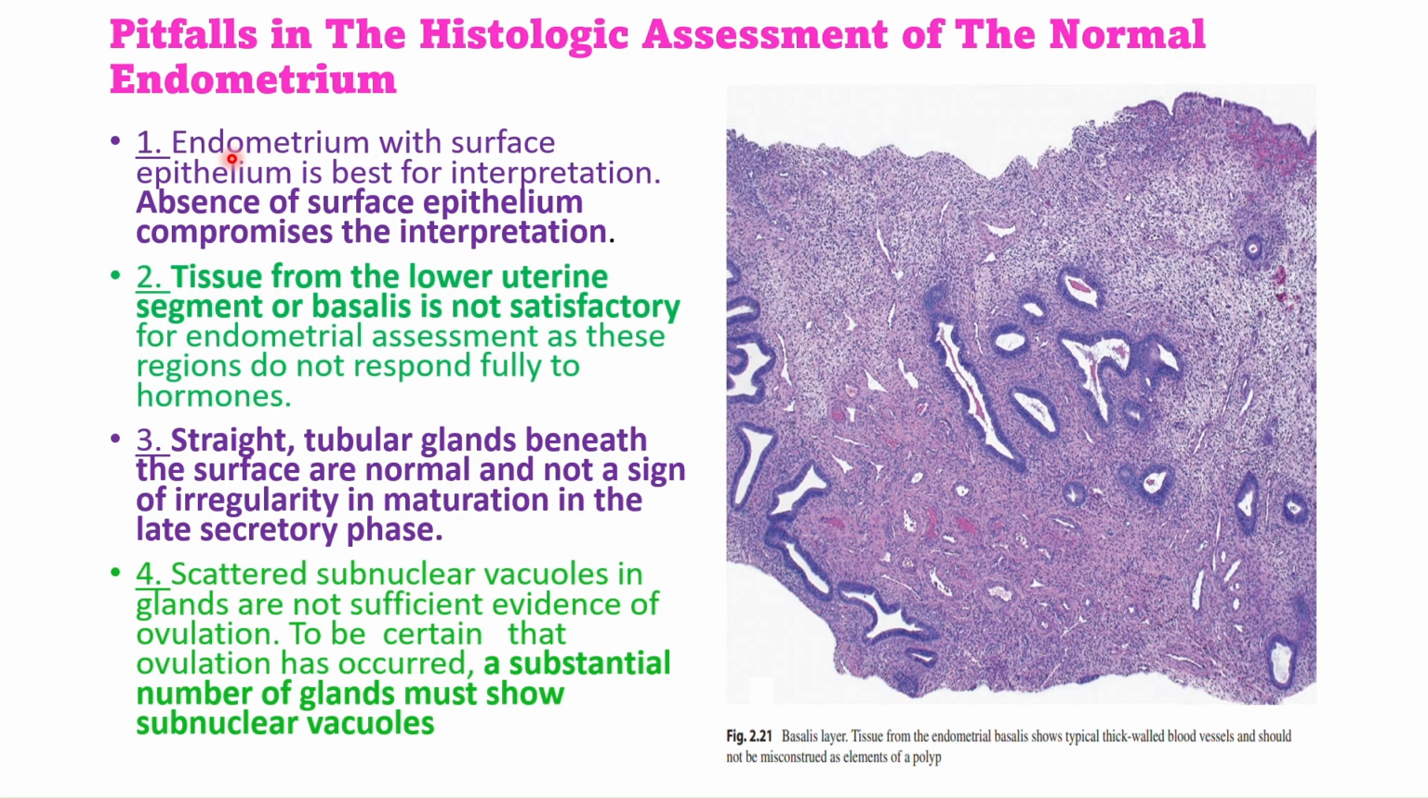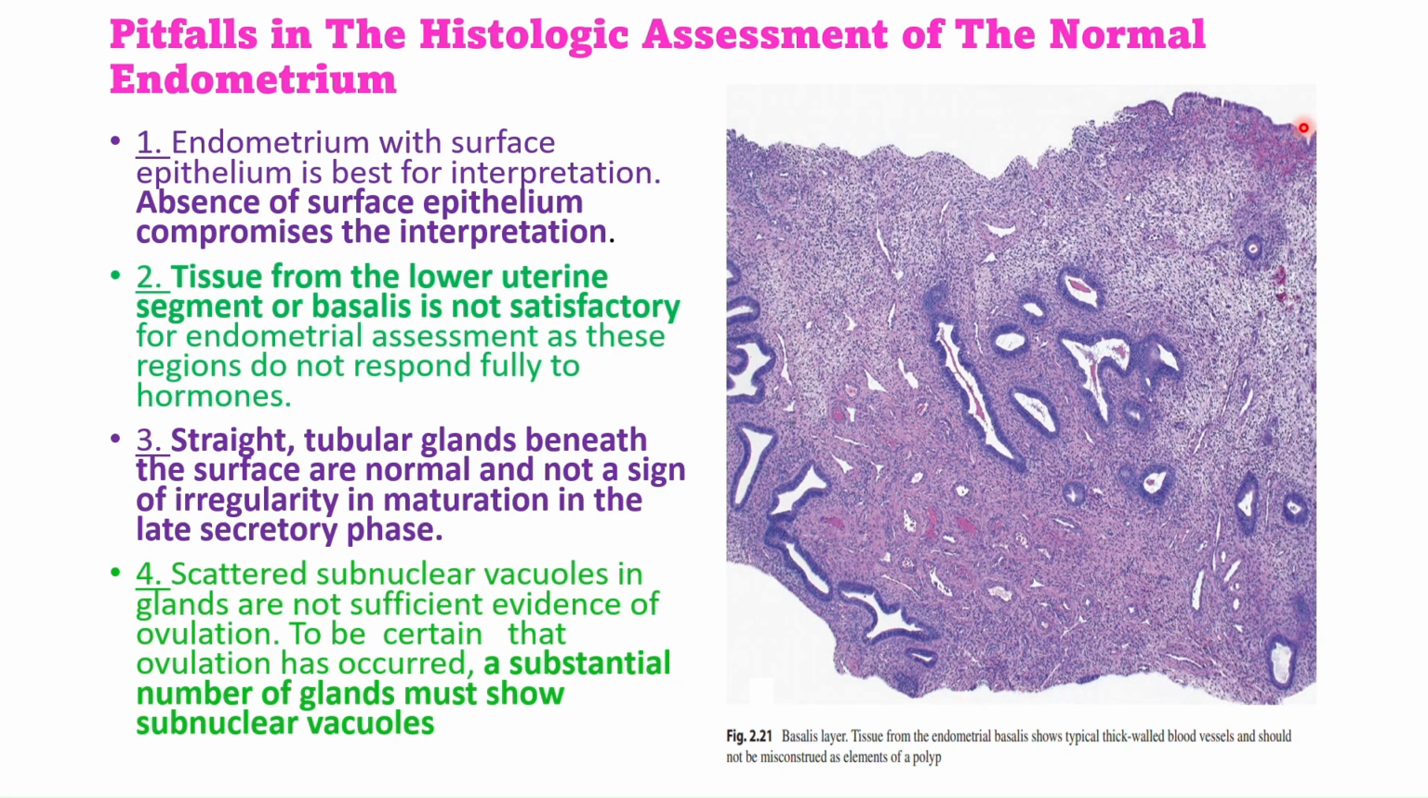Now, what are the pitfalls? So first, absence of surface epithelium compromises the interpretation. So whenever we see the slide, first identify the surface epithelium because it is the best for interpretation. Second, tissue from the lower uterine segment or basalis is not satisfactory.